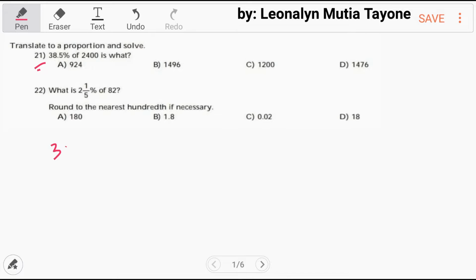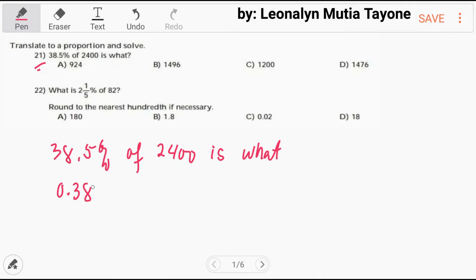I-rewrite natin si 38.5% of 2,400 is what? Again, kopyahin muna natin si 38.5%, pero i-convert na natin siya into decimal. So, this is 0.385. Kasi minumove natin to the left side twice yung decimal at i-cancel out si percent sign.